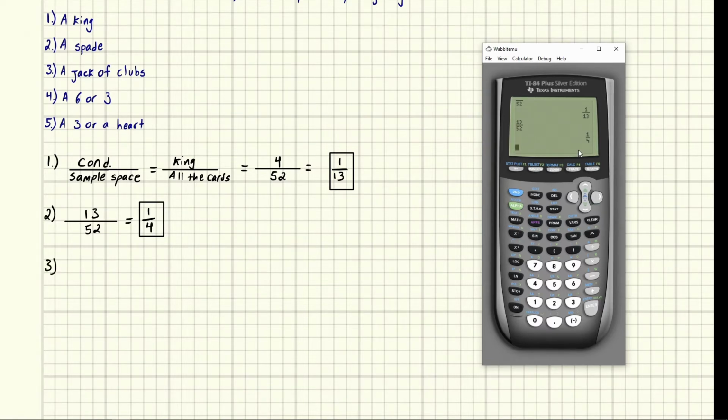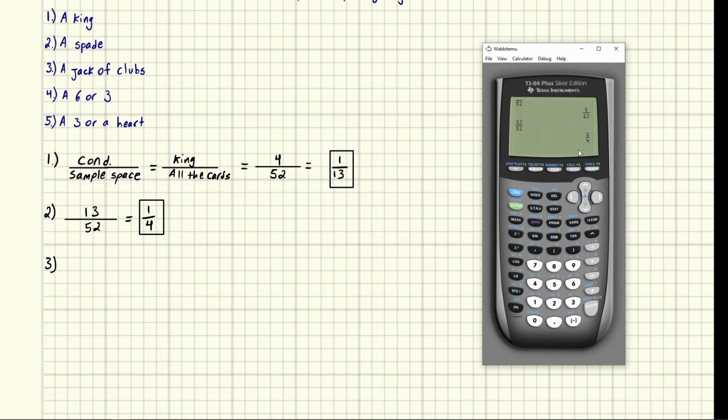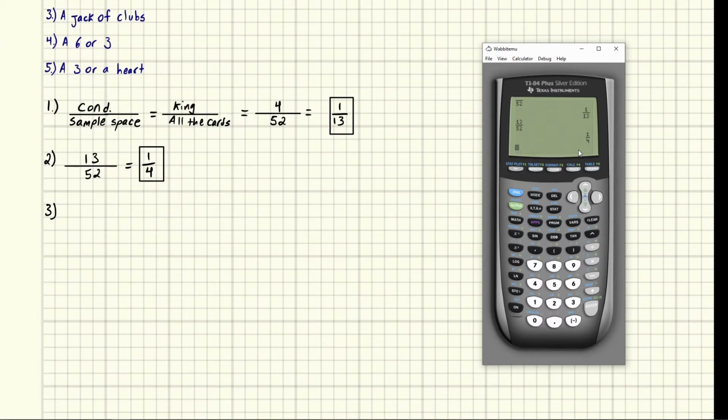For number 3, it's a jack of clubs. So we say, okay, jack of clubs, that's 2 conditions. So there are 13 of every suit. That's the diamonds, clubs, spades, and, I'm forgetting one, hearts. But there are 4 of every card. So for example, there's 4 2s, there's 4 3s, there's 4 jacks, there's 4 queens, there's 4 aces.